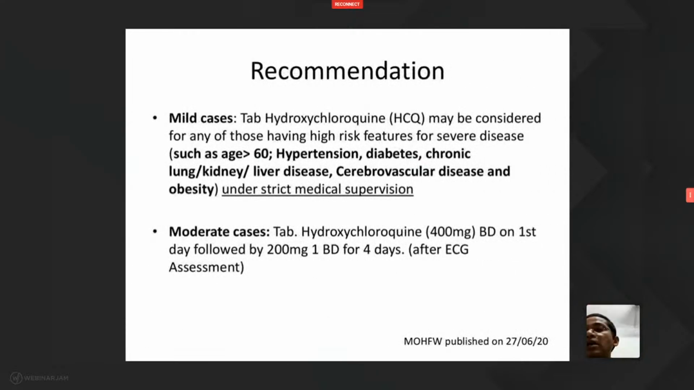According to the ICMR guideline, though it has been changed recently, they now say that only in mild and moderate cases can we use hydroxychloroquine, not in the severe ones. In the mild cases, hydroxychloroquine may be considered. In high risk patients, that is age more than 60 years, patients with hypertension, diabetes, chronic lung, kidney or liver disease, or cerebrovascular disease, or obese patients, it should be done under strict medical supervision. In moderate cases, the dose is hydroxychloroquine 400 mg BD for 1 day, followed by 200 mg BD for 4 days after ECG assessment.